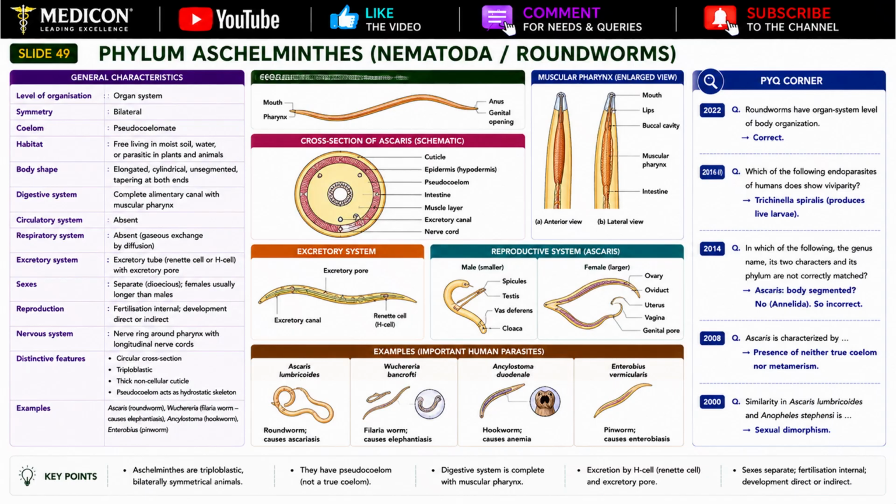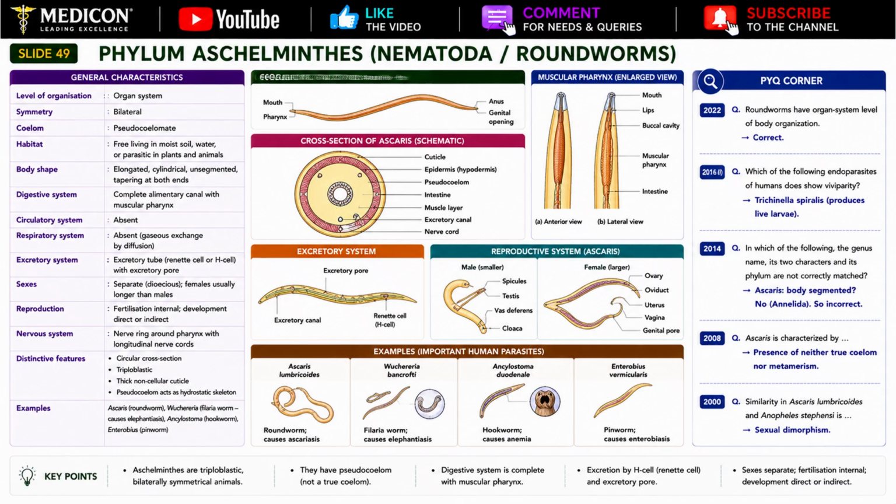Examples are Ascaris roundworm, Wuchereria bancrofti, filarial worm causes elephantiasis, Ancylostoma, hookworm, and Enterobius, pinworm. You can see the diagram also. The cross section is also given here. You have to stop the video and study this diagram in detail. There is excretory pore, excretory canal, and renette cell, H cell in the excretory system. Reproductive system is also given here. Male is smaller, female is larger. There are spicules and testes. There are vas deferens and cloaca.